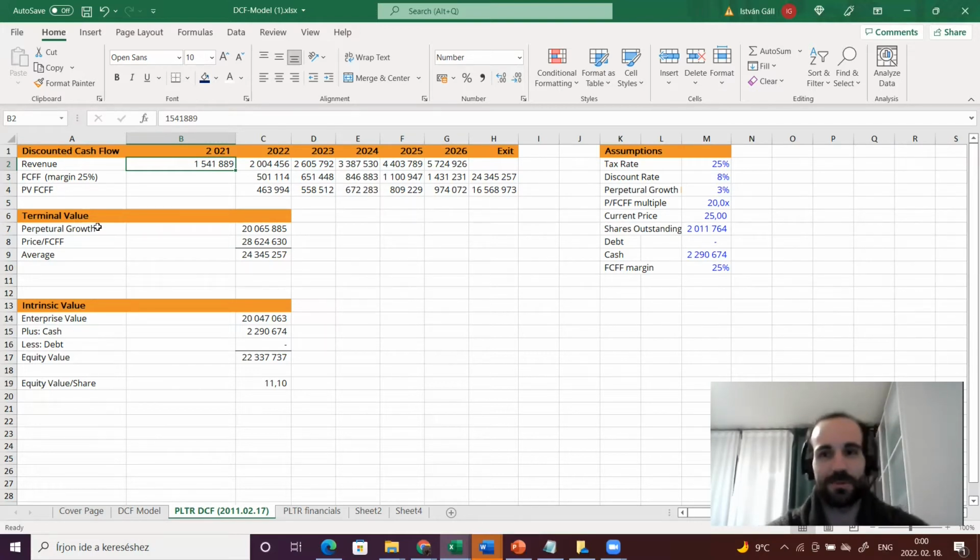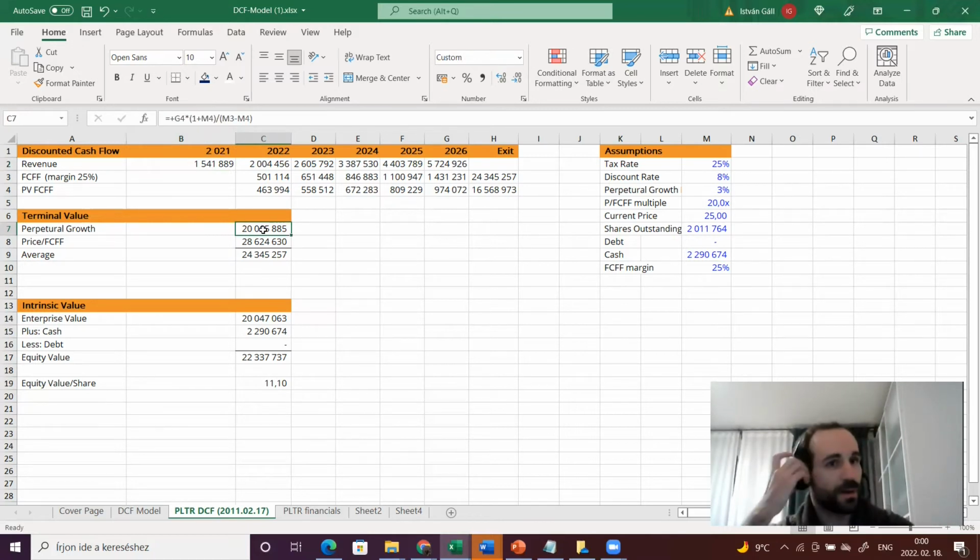So usually we are using a lower rate here. I think that in terms of Palantir, we could eventually use a higher rate. But just being conservative, I assume a 3% perpetual growth rate for the company. So this results in a terminal value of 20 billion.